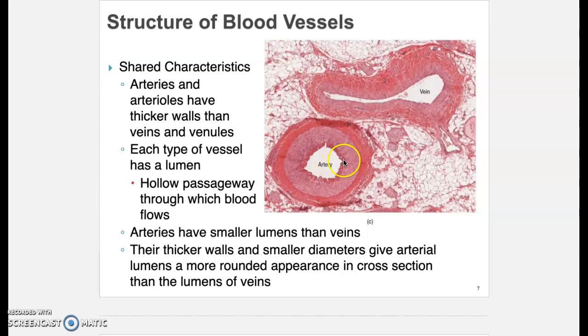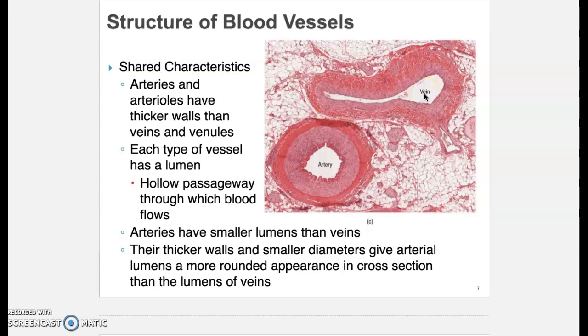As we see in this micrograph of the artery and vein side by side, the artery has thicker walls and a smaller lumen. It's important to note that in this picture, the vein happens to be collapsed, but if it wasn't collapsed, you could probably fit almost 4 lumens from the artery.